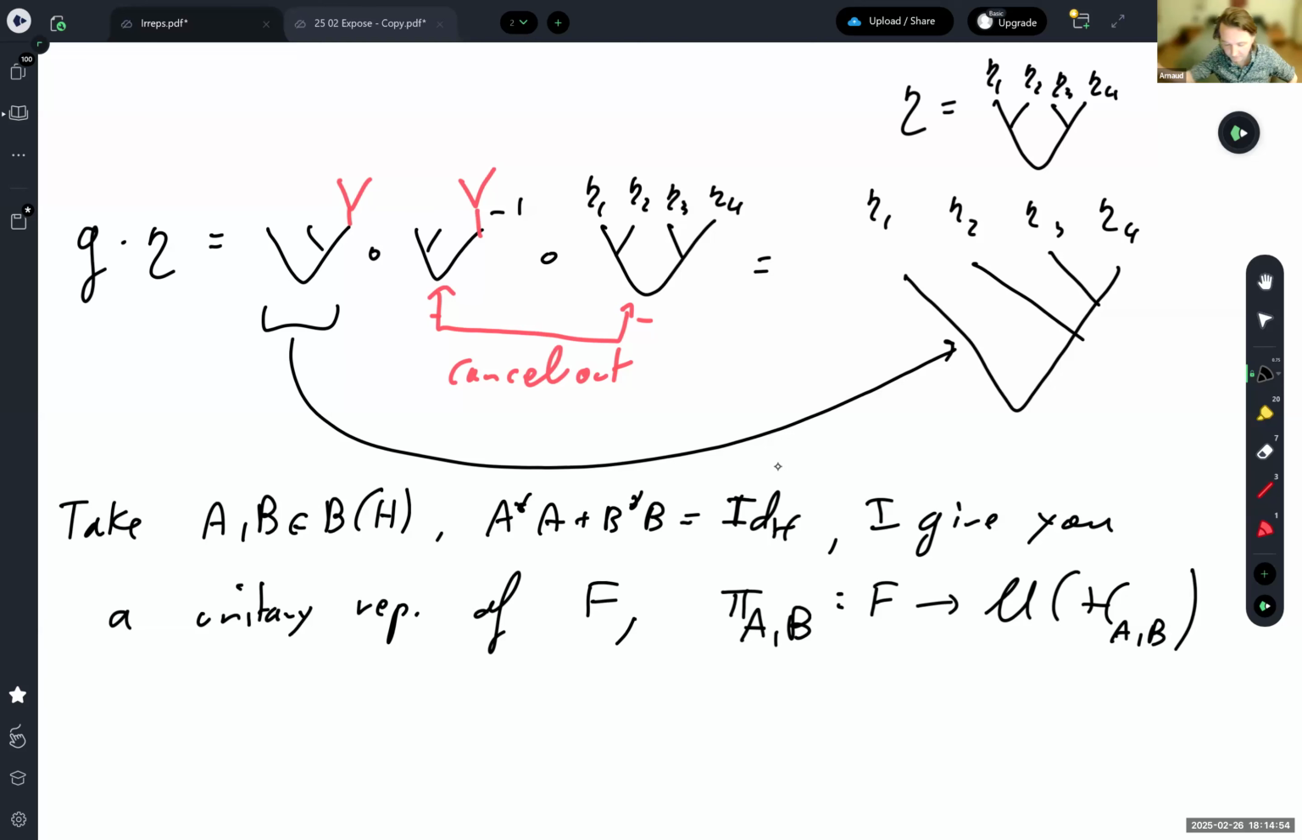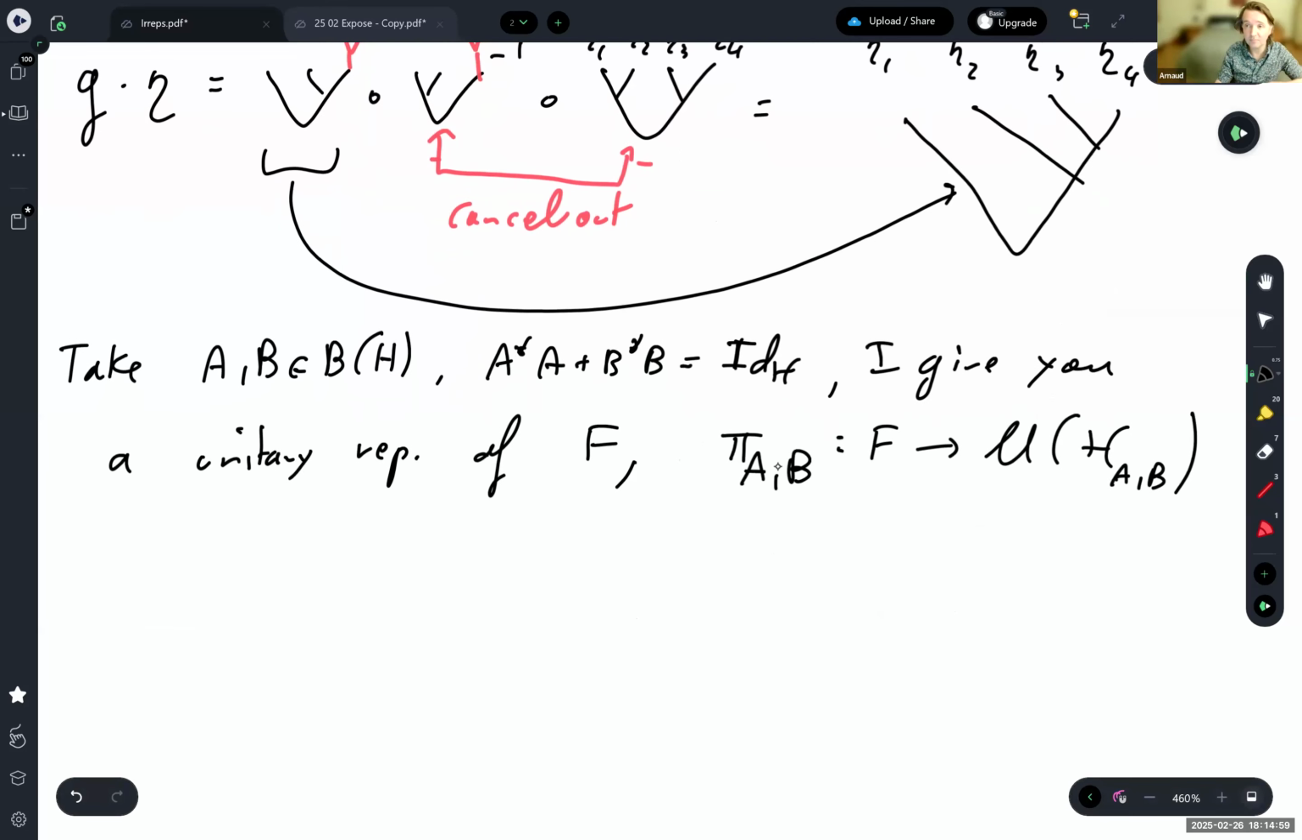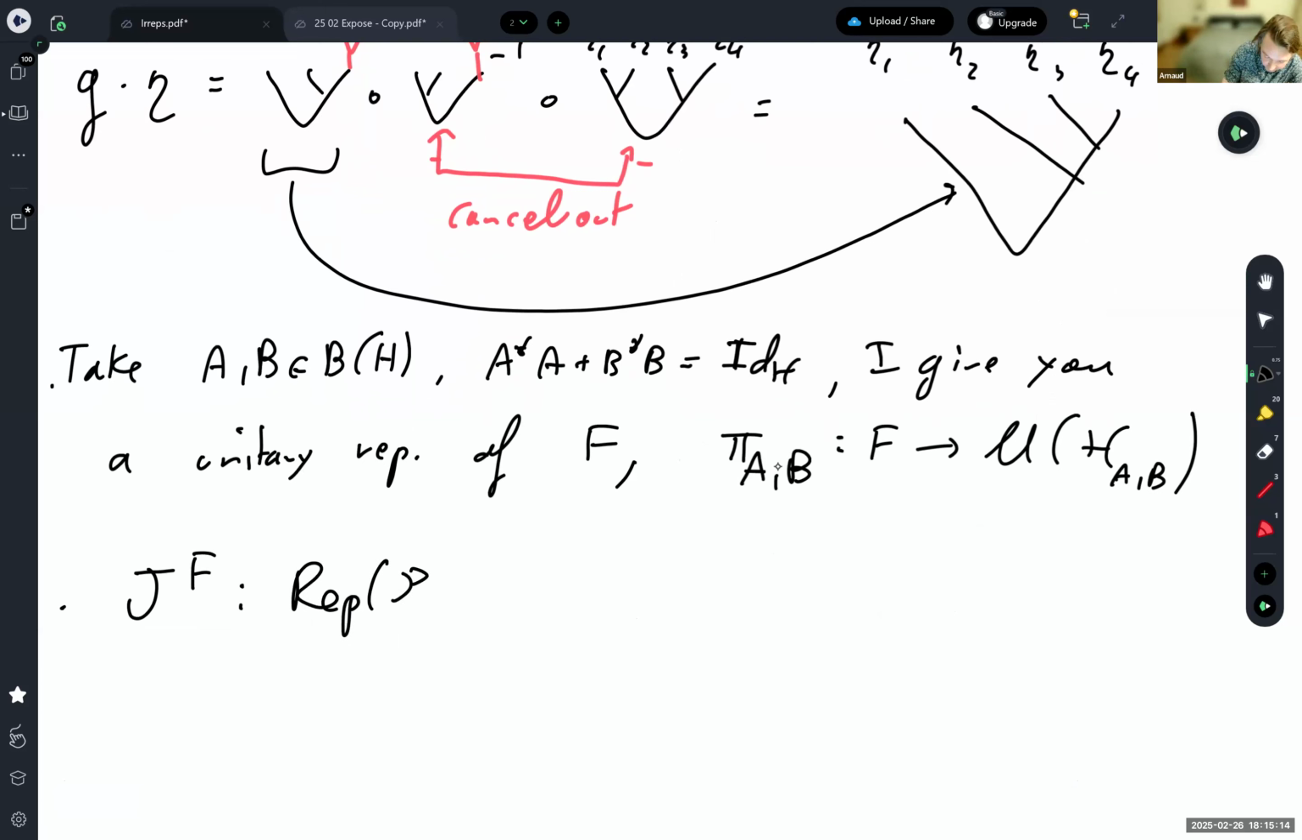Yeah. And in fact, that gives you a functor. So now I have obtained, I put it J for Jones. Sometimes I call it the Pythagorean functor, whatever of your taste of today. That will give you a functor from the representations of the Pythagorean algebra, because it's the same thing, to the representations of F. And to me, this is a unitary representation.